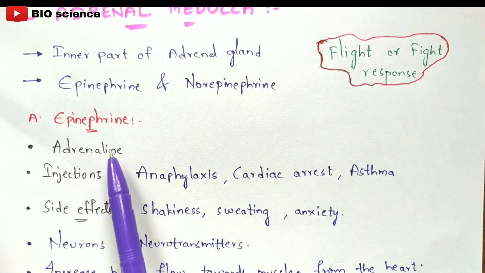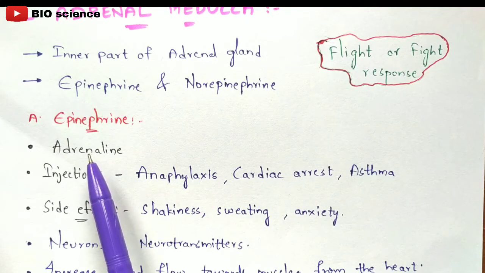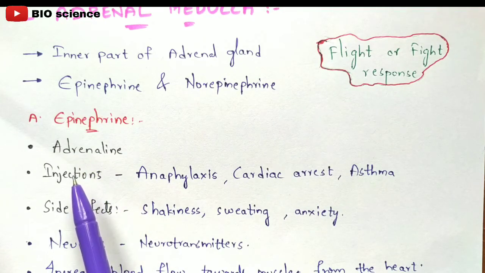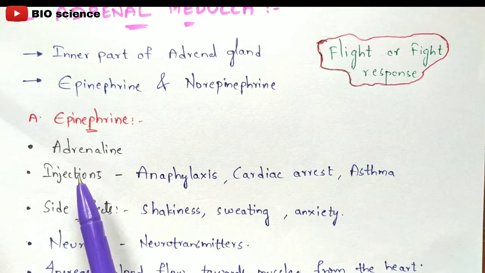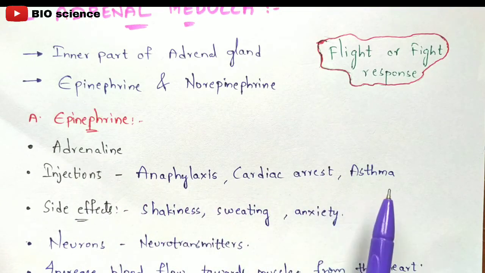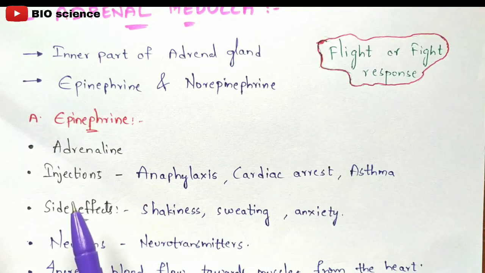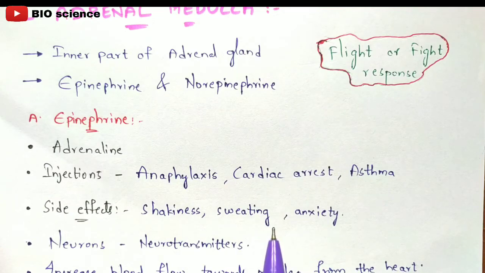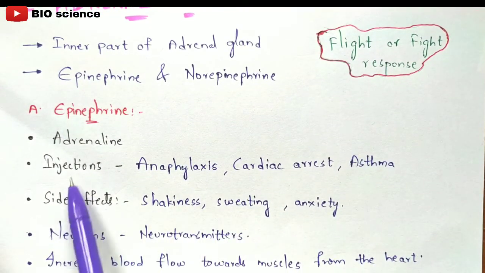So epinephrine is also called adrenaline. Okay, so it is given in the form of injections to humans for curing diseases like anaphylaxis, cardiac arrest, and asthma, right? And the side effects are very minor. I mean, minor side effects can be seen if the injections are given. So what are those minor side effects? Like shakiness, sweating, anxiety. So these are the normal small side effects which can be seen if the injections are given to the human body.